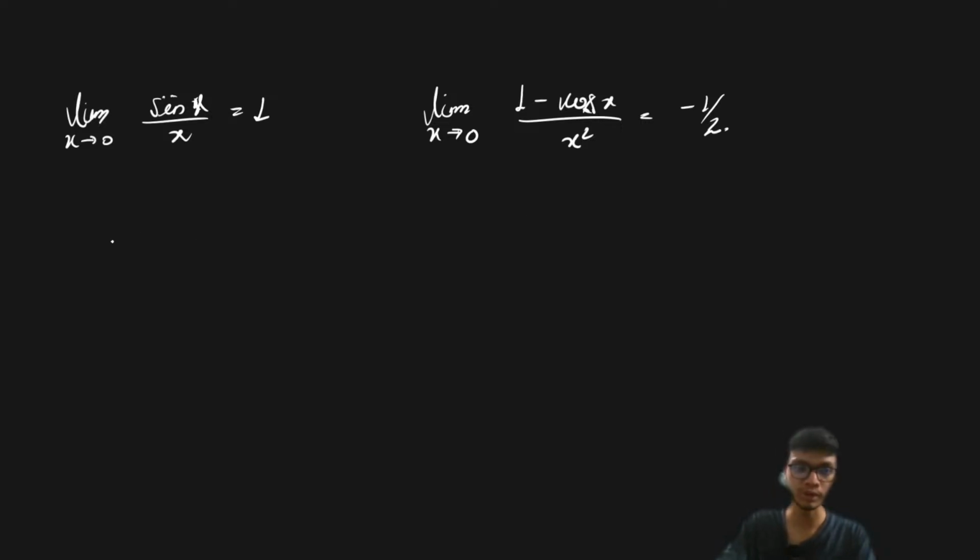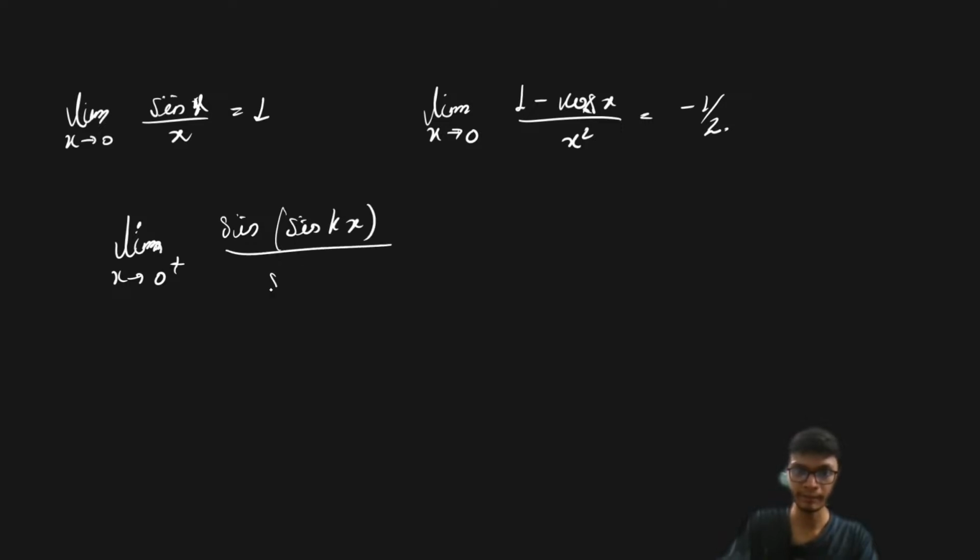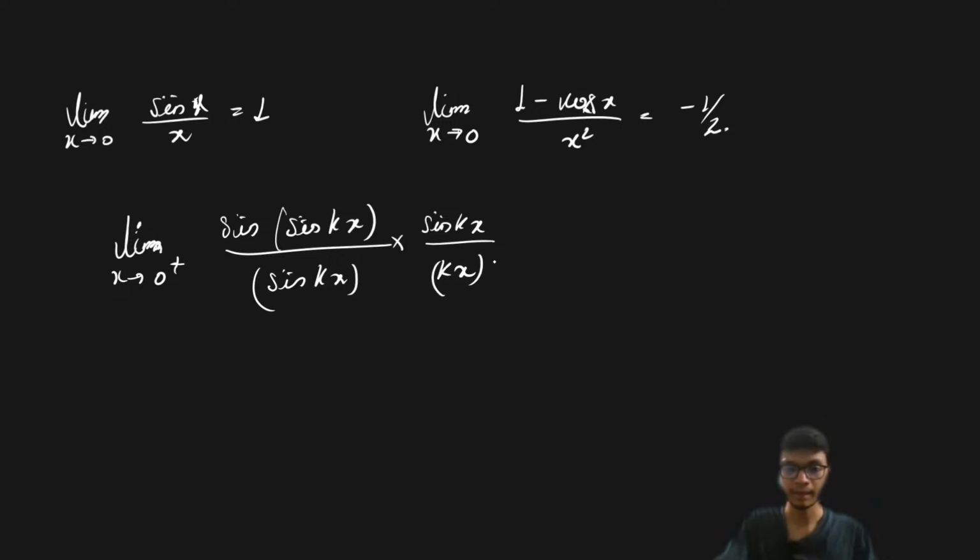So I'm just going to use these two things, and therefore I'll get the limit as x tends to 0 positive, or the right hand limit 0. Then I will try to make it of sin kx divided by sin kx. Then if I'm dividing by sin kx, I have to multiply by sin kx, right? And then divided by kx. And if I'm dividing by kx, I have to again multiply with k, because x is already there, right?